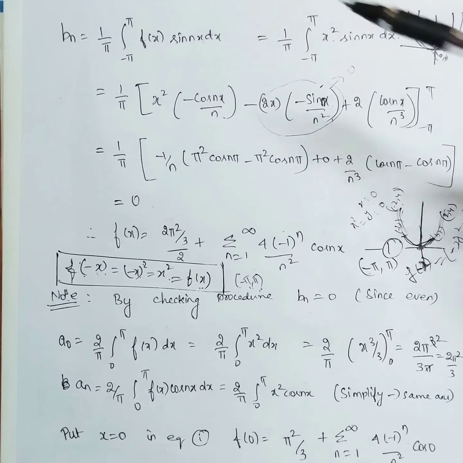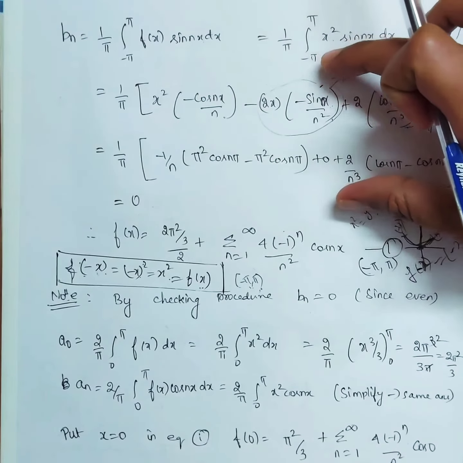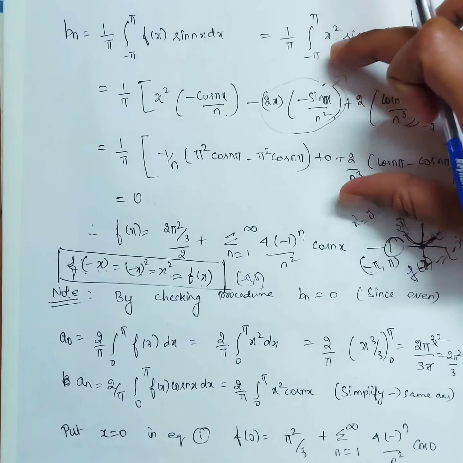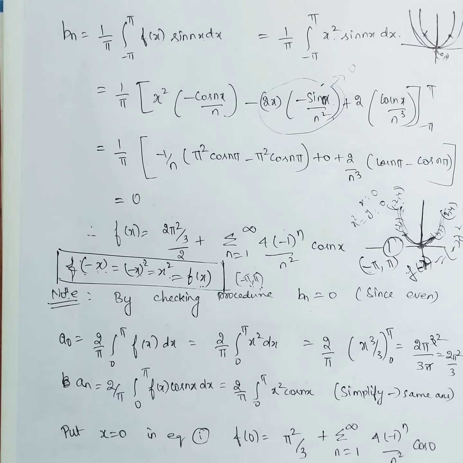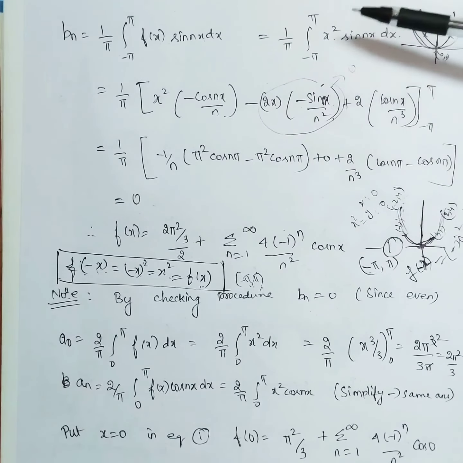So that is the reason we are checking for even or odd. This saves our procedure time. No need to do this integration at all if you know the function is even. So the good thing is, if the function is even, then Bn will become 0. What will happen if the function is odd? Then it's very good. In that case, a0 and an will become 0. Only you have to find Bn.